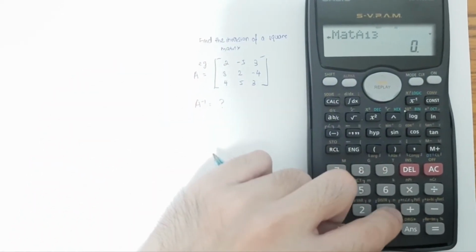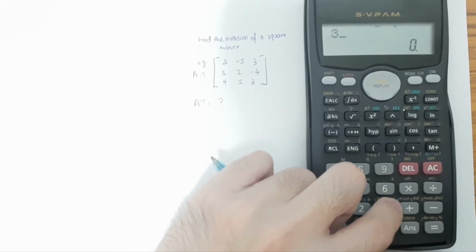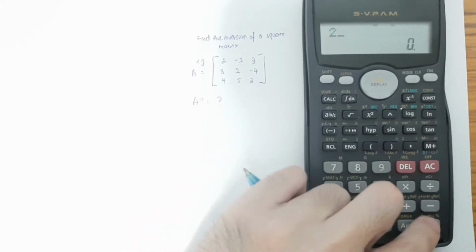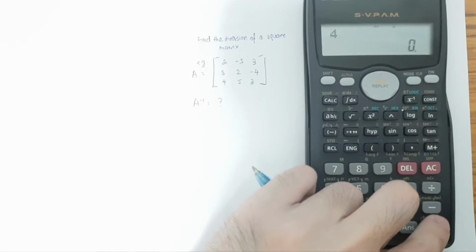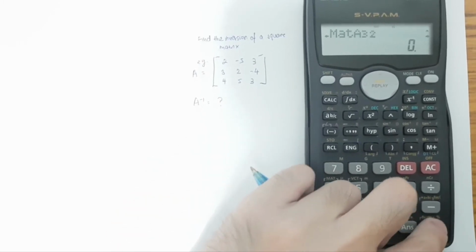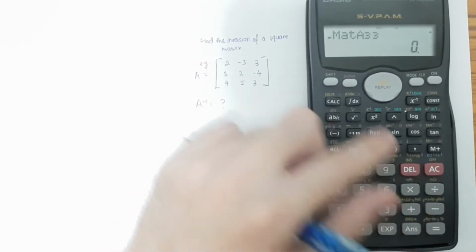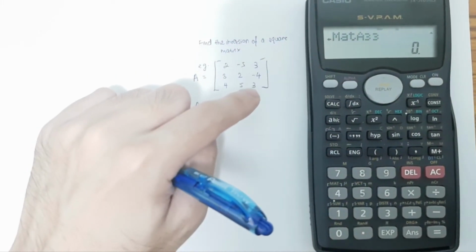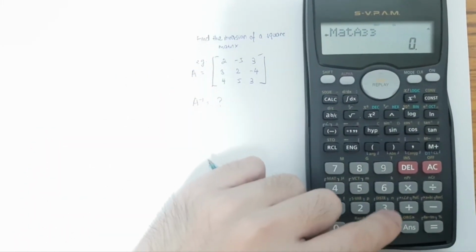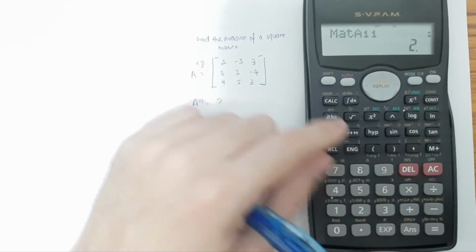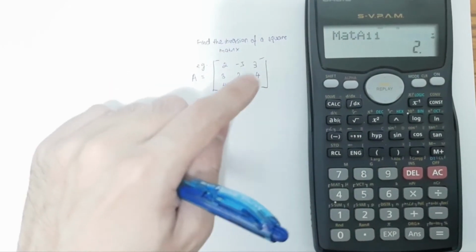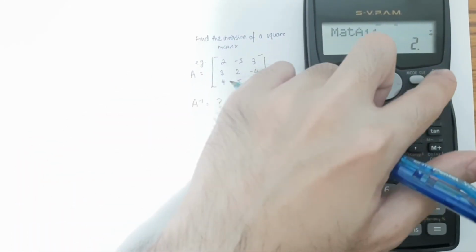And we do it for the rest of the values in the matrix. And then last but not least, we have the third row, third column of the matrix, which is 3. So now we have keyed in the matrix into the calculator.